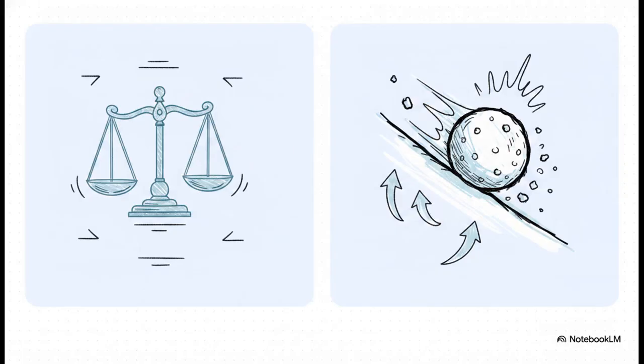Now, there are 2 different flavors of these loops, negative and positive. And the key difference you absolutely must remember for the test is their ultimate goal. A negative feedback loop counteracts and opposes a change to restore normal balance. It shuts the stimulus down. But a positive feedback loop, it does the exact opposite. It aggressively enhances and amplifies the triggering stimulus until a specific major event is completed.